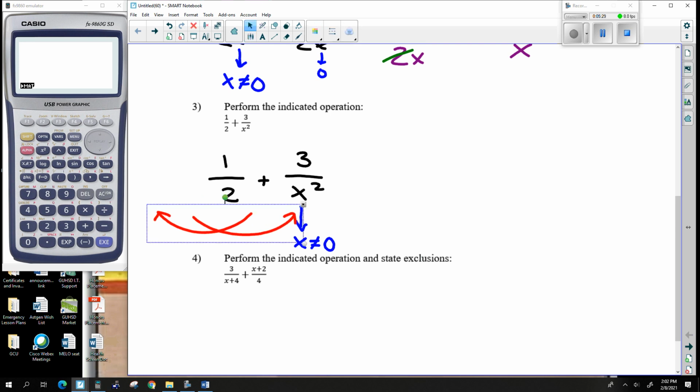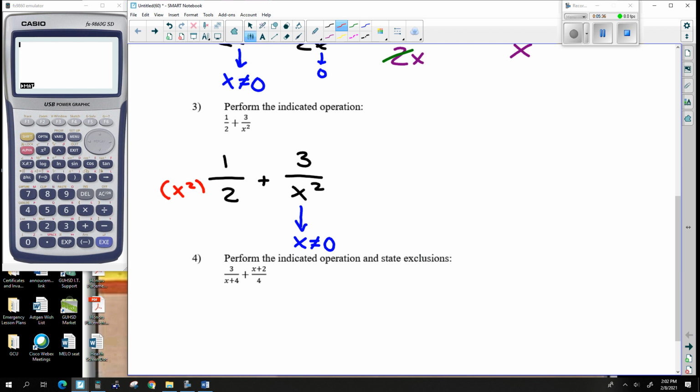Typically, that's what happens, all right? And that's what's going to happen in this one. All right, so this left-hand one needs an x squared, and this right-hand one needs a 2. So I multiply by an x squared on the left and a 2 on the right. But I can't just multiply just a denominator. Technically, you have to multiply both the numerator and denominator by that thing that you need to put on.